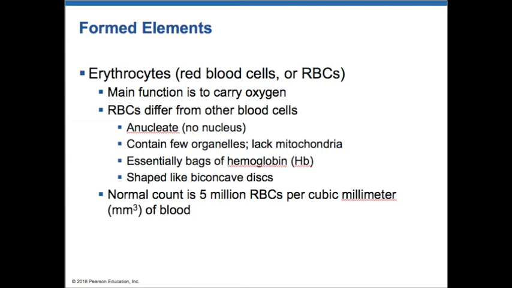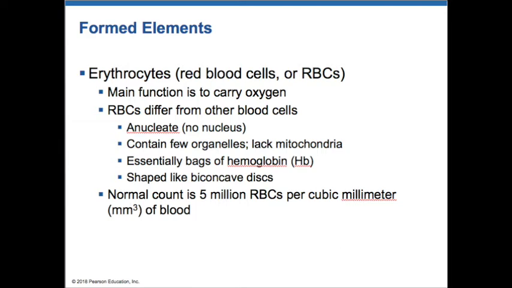They will contain few organelles and they will lack mitochondria. And because they are anucleate and contain few organelles, the red blood cell's lifespan is going to be very short compared to the lifespan of other cells that do contain organelles and do contain a nucleus. However, your red blood cells are again going to be very essential and very important to carry a protein.